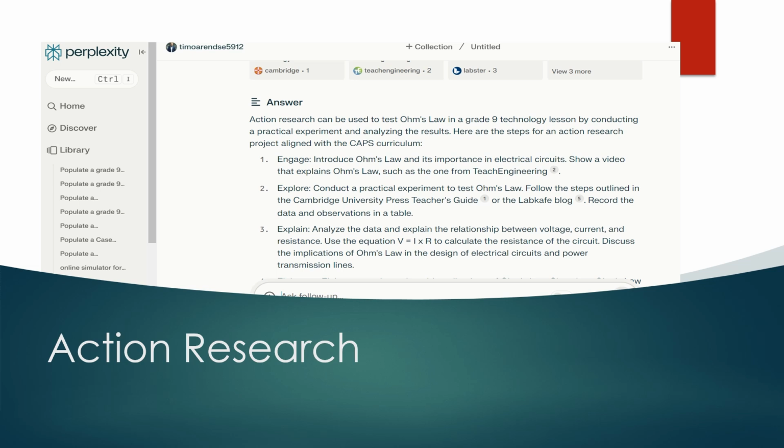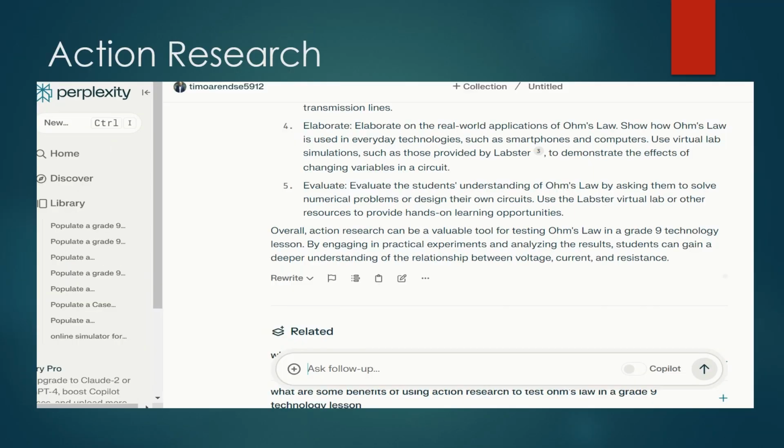Follow the steps outlined in the Cambridge University Press Teacher Guide, then analyze the data and explain the relationship between the voltage, current, and resistance, and use this particular equation to calculate the resistance of the circuit. Discuss the implications of Ohm's law in the design of electrical circuits and power transmission lines, to elaborate on the real-world applications of Ohm's law.